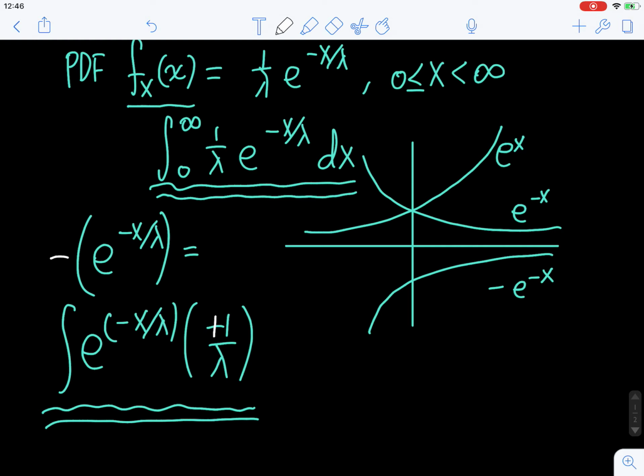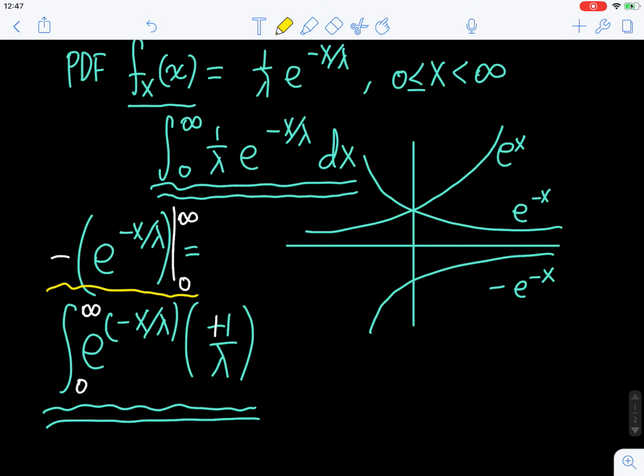Okay, so because we're going from 0 to infinity, we have to use the fundamental theorem of calculus and plug in our values 0 and infinity. Okay, notice that on this side of the equal sign, we have our function being negative e to the negative x over lambda, and we can base our intuition off of this graph right here, so this one. Okay, so what happens when we plug in infinity? Well, we get 0. Why? Because it approaches 0.